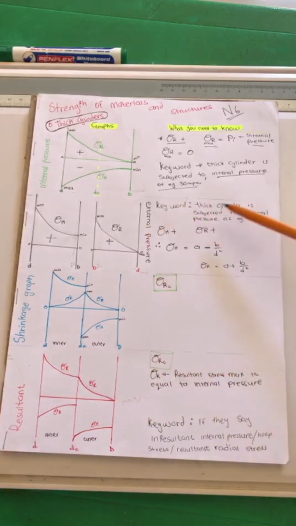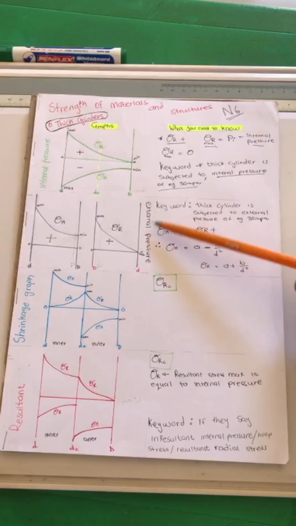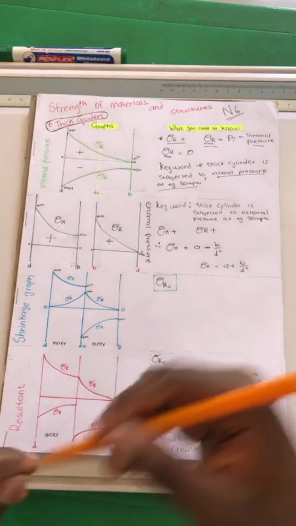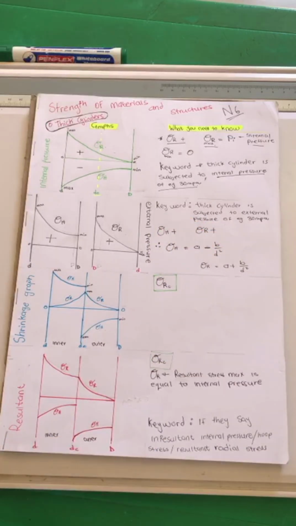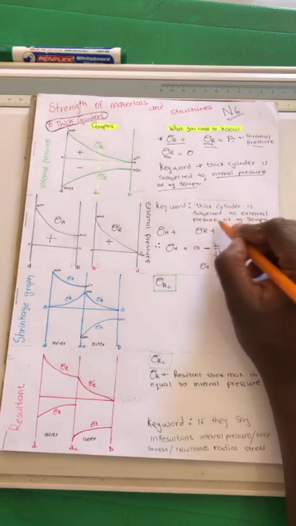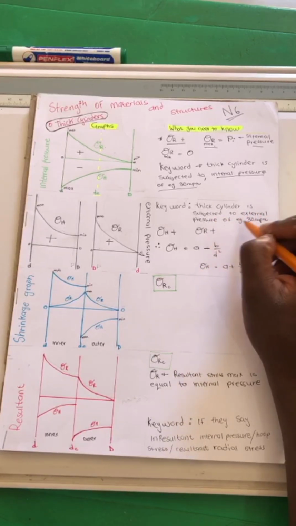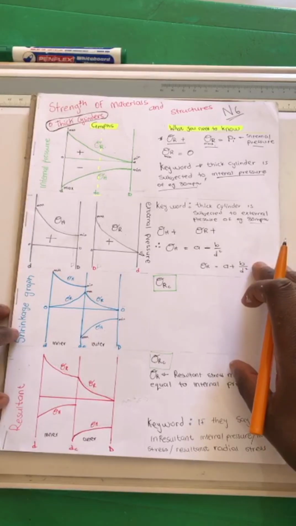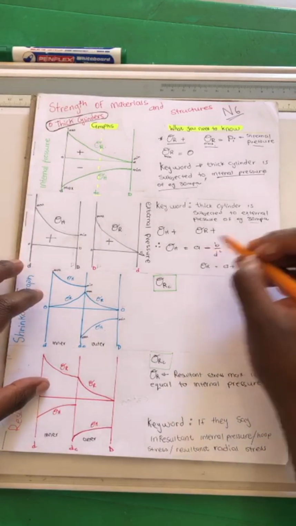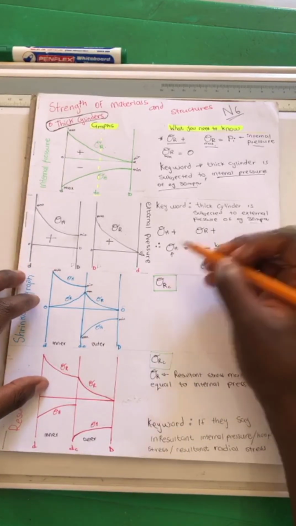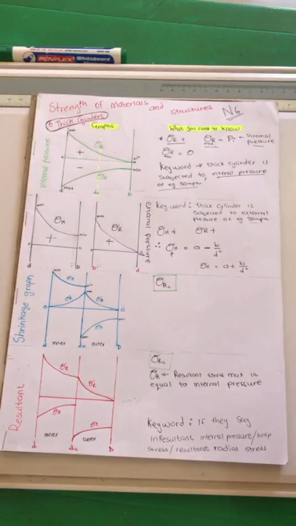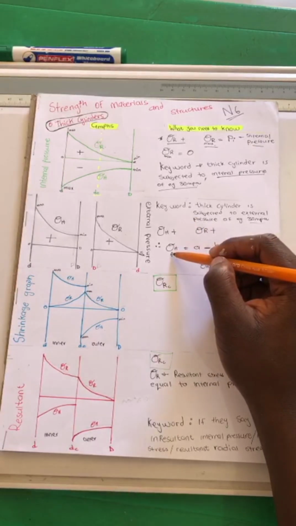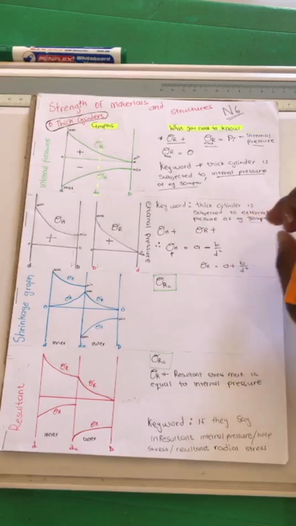You see, when it comes to the internal pressure graph, the key word is that they will tell you the internal pressure is 30 megapascals, for example. And then what you need to know is that this value must be positive, because it is experiencing an external pressure. It must be positive. So that's the only trick here.